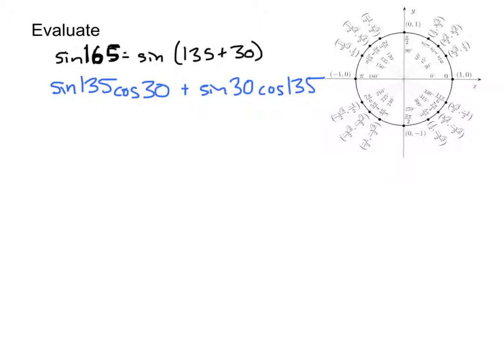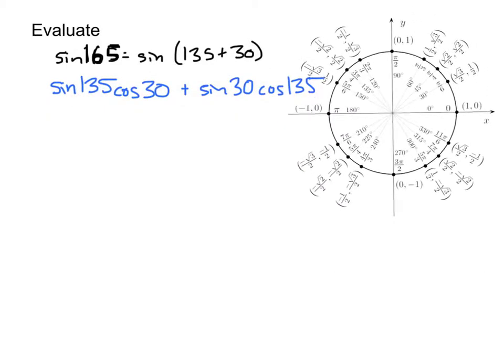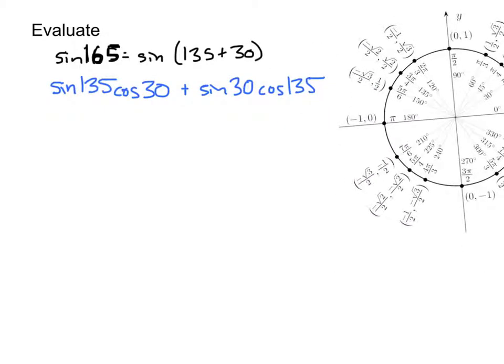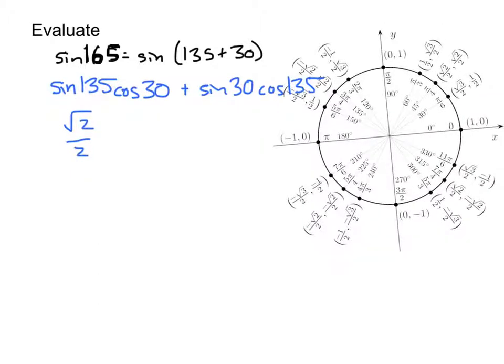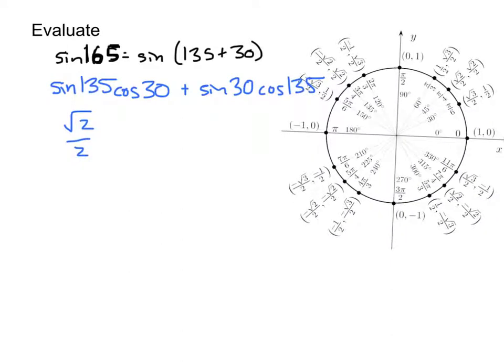Okay, so sine values are the y values at that angle. The cosines are the x values. So if I look at my unit circle here at 135, the sine at 135 is this y value, square root of 2 over 2. And then the cosine at 30 degrees is the x value at 30 degrees. So 30 degrees, the x value is square root of 3 over 2.